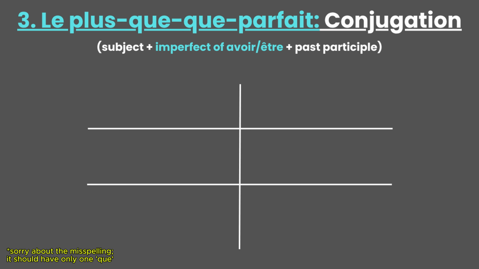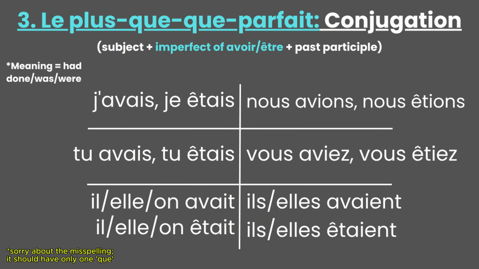So, to conjugate verbs in the French pluperfect, all we do is use the imperfect of avoir or être. J'avais, tu avais, il, on avait. Nous avions, vous aviez, ils, elles avaient. J'étais, tu étais, il, on était. Nous étions, vous étiez, ils, elles étaient. These are the conjugations we need to make sentences in the pluperfect with past participles.